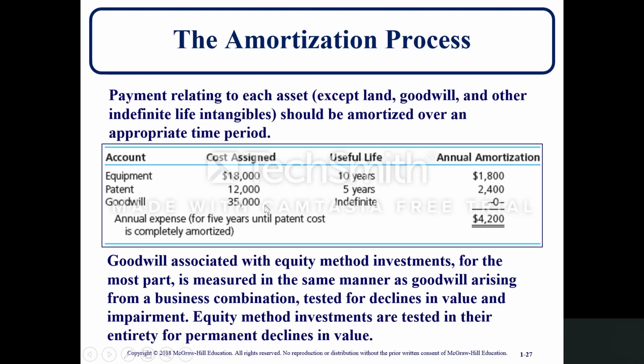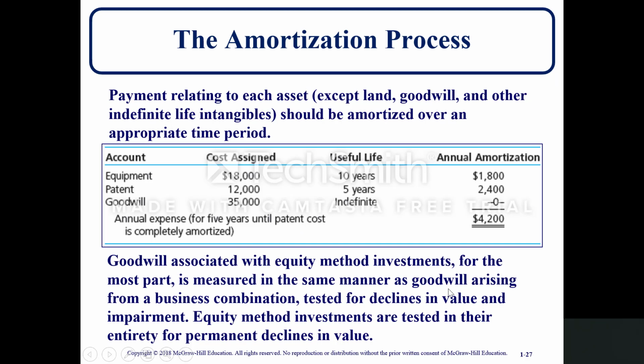So the amortization process. Once you've computed this, the payment relating to assets, except for land and goodwill and other indefinite life intangibles, should be amortized over an appropriate time period. Here you have the equipment; the cost assigned was $18,000. And the patent, the cost assigned was $12,000. Equipment's useful life is 10 years, patent's useful life 5 years. There was no goodwill here to calculate. The $1,800 and $2,400 are the annual amortization amounts, which equal $4,200 as the annual expense for 5 years, until the patent cost is completely amortized.